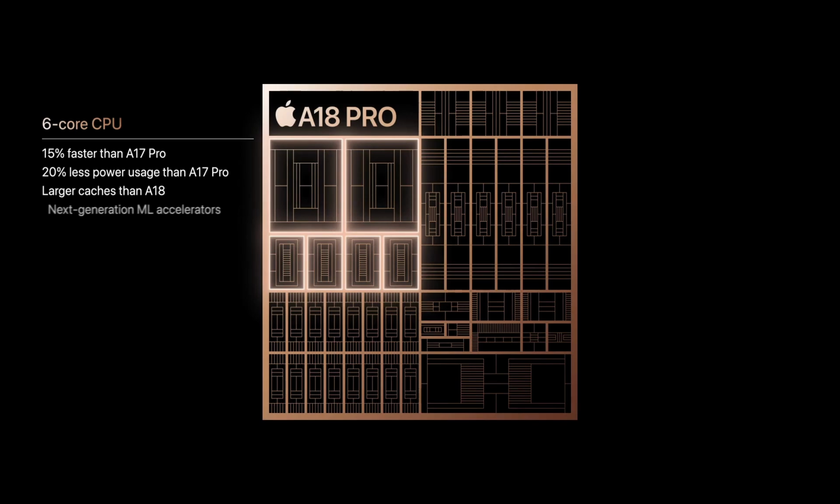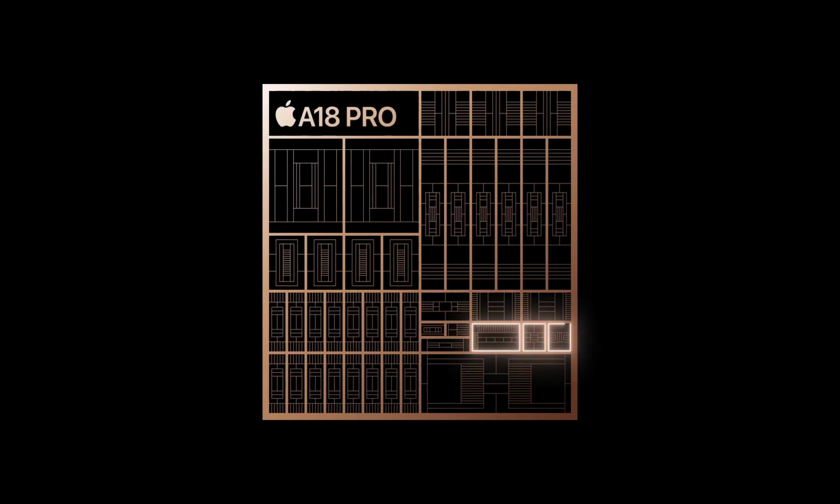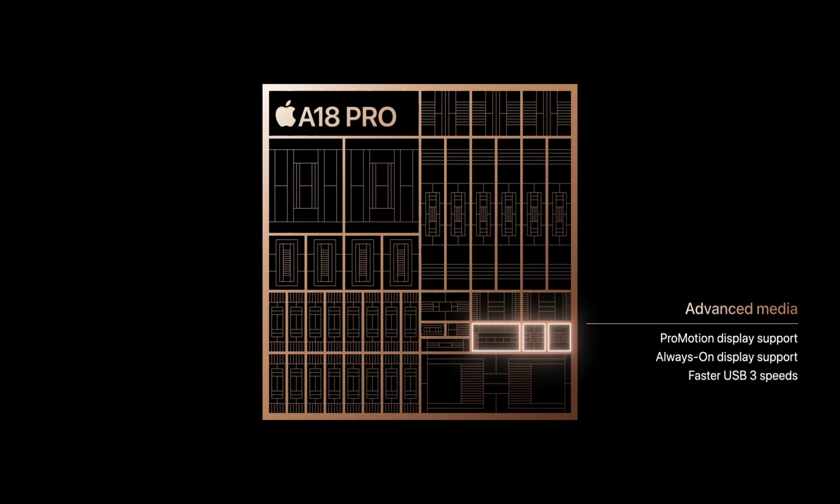The new CPU also has next-generation ML accelerators that help power Apple Intelligence. They're now directly programmable for high efficiency, high throughput, and low latency computations. A18 Pro also has advanced media features that are available only on our Pro models, like the new advanced display engine for ProMotion and Always On. A18 Pro also enables faster USB 3 speeds and ProRes video recording.